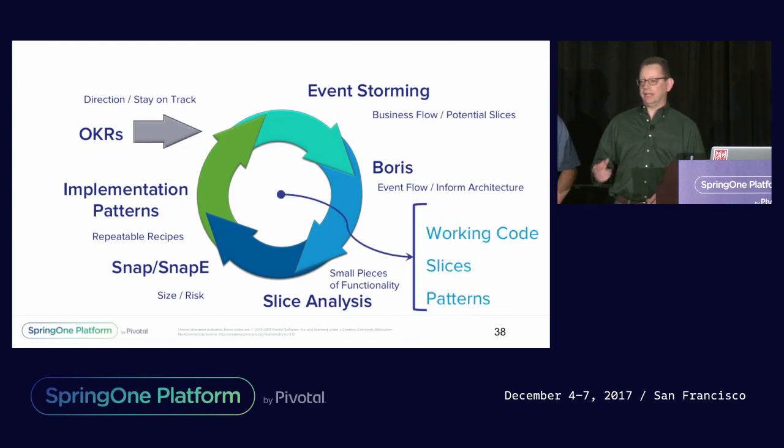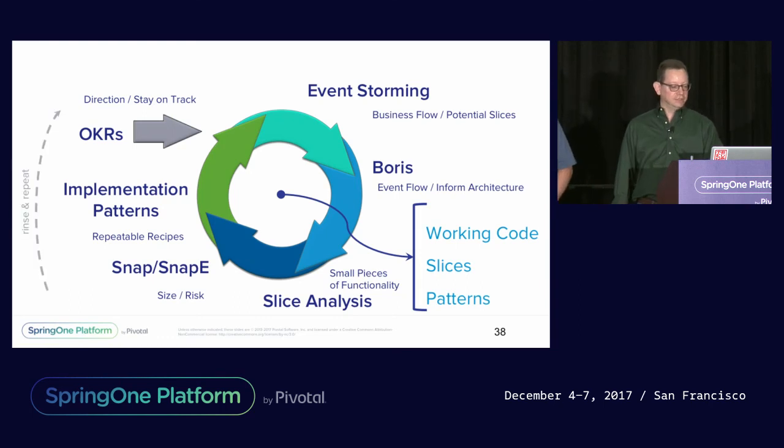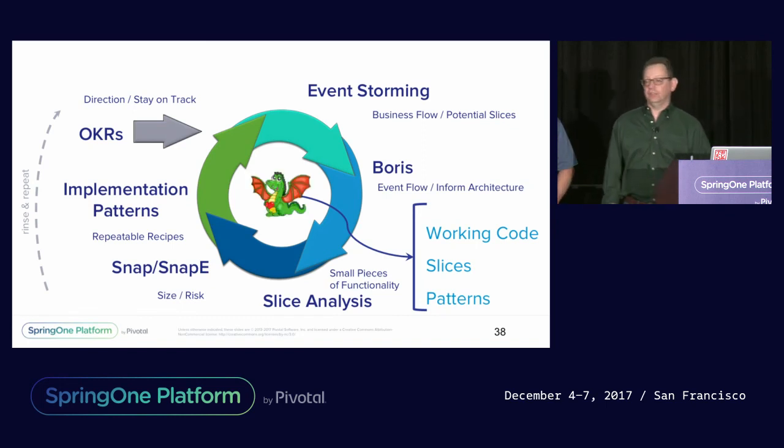And again, working around this circle of app transformation, we're always producing working code, little slices of incremental functionality, and repeatable patterns. And we rinse and repeat. This is not a waterfall process. We do these as many times as we need them, in any order in which we need them. And hopefully this turns our scary dragons into happy dragons. Thank you very much.